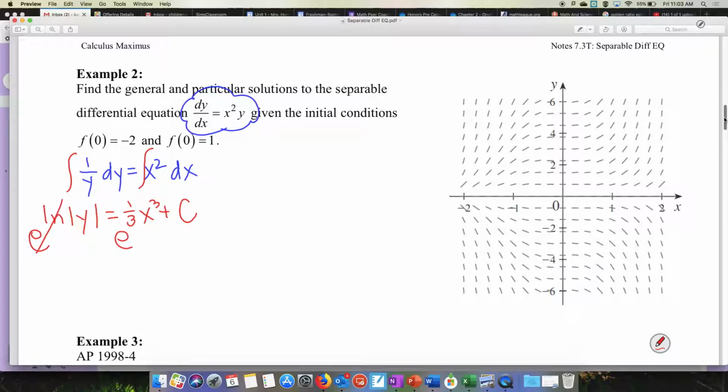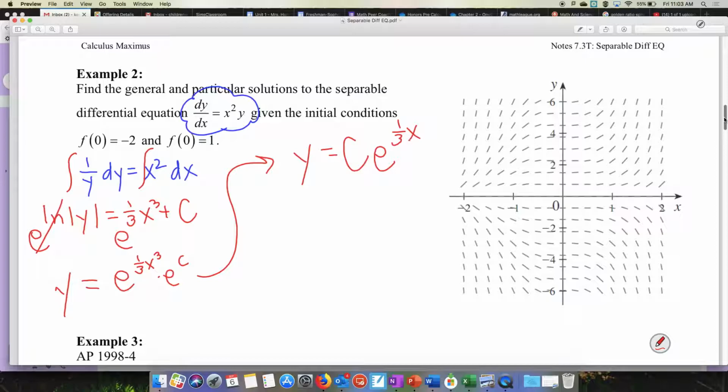But remember that this is the same thing as e to the 1/3 x cubed times e to the c, which we can write as, what's e to the c? Still a constant. So we can write this as c e to the 1/3 x cubed.